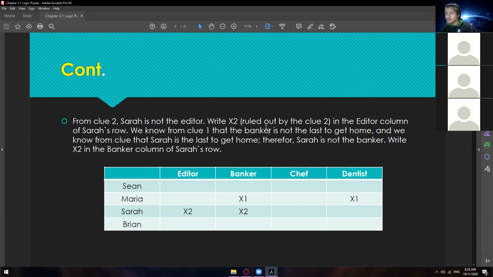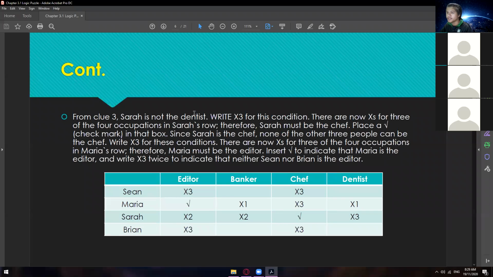Okay. And then clue number 3. Okay. So Sarah is not the dentist. So from here, Sarah is not the dentist. So just put here X3 because this one is ruled out by clue number 3. Okay. And then as you can see, we were still in clue number 3, but we already figured out one of the jobs of those 4 people.